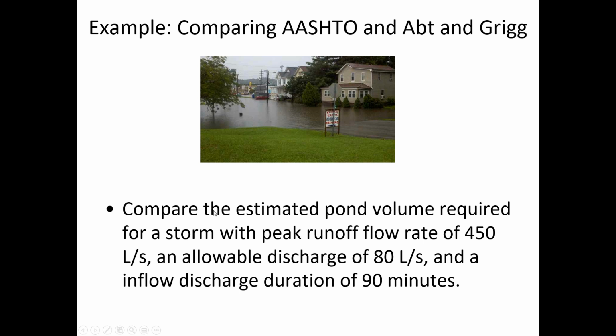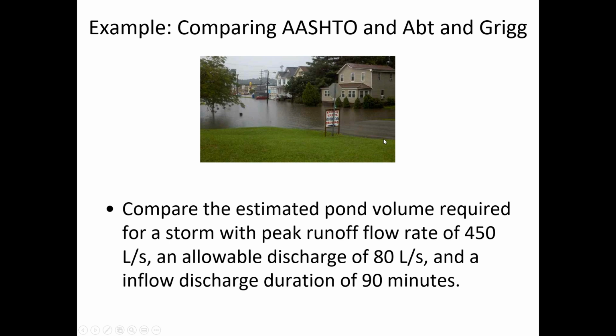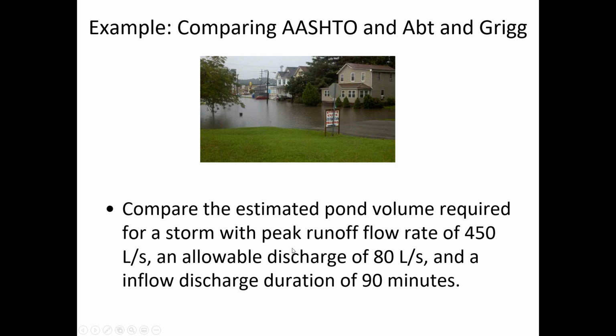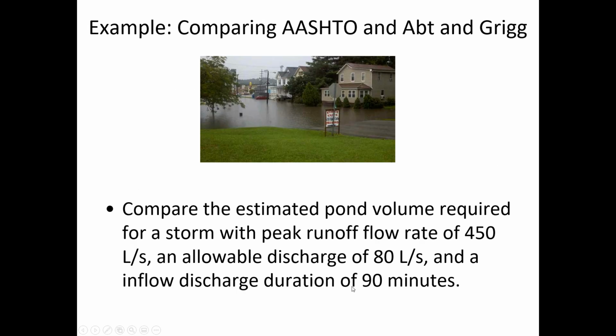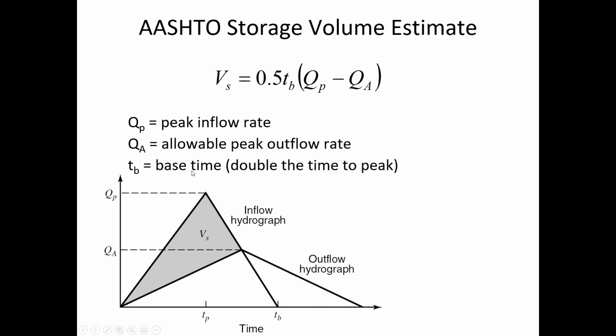Let's say that we want to know the estimated pond volume that's required, V sub S, according to both methods. Calculate V sub S if the peak runoff flow rate is 450 liters per second, so that is Q sub P. The allowable discharge is 80 liters per second, so that's the Q sub A. And then the inflow discharge duration is 90 minutes. So 90 minutes is talking about how long from the beginning of the storm until the time of the peak.